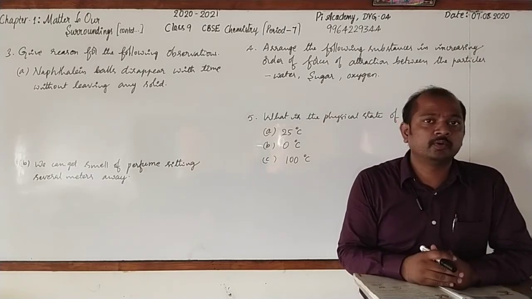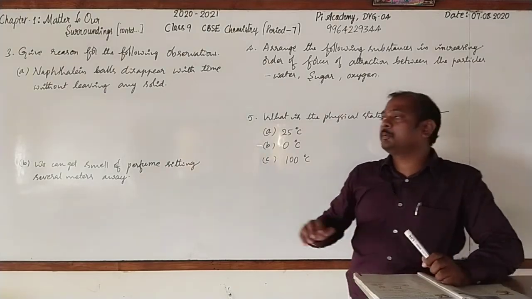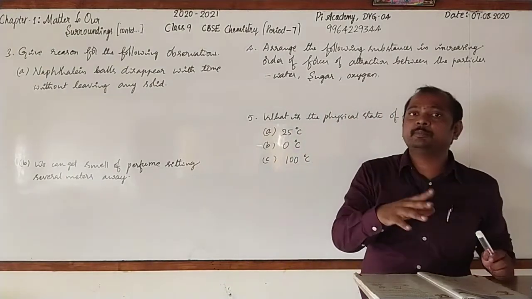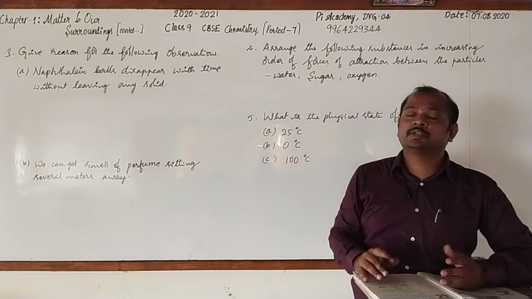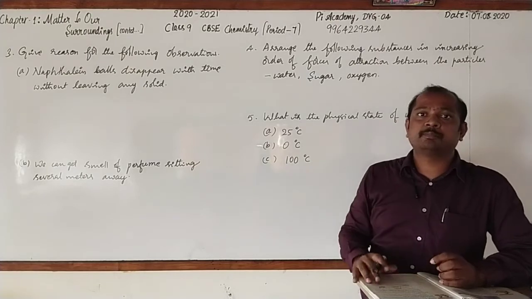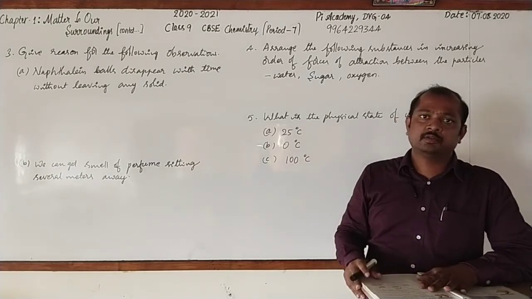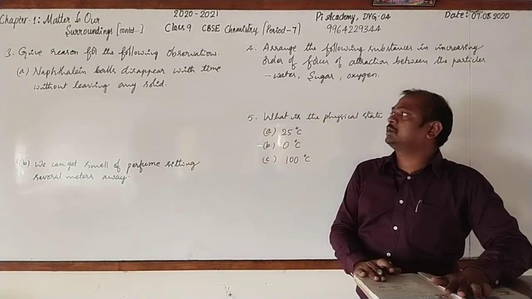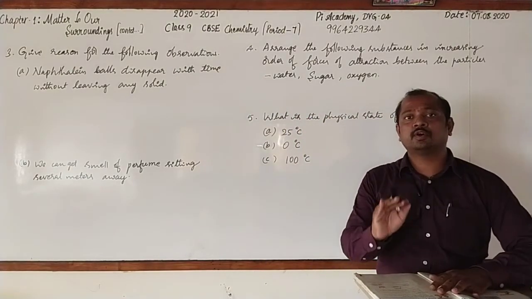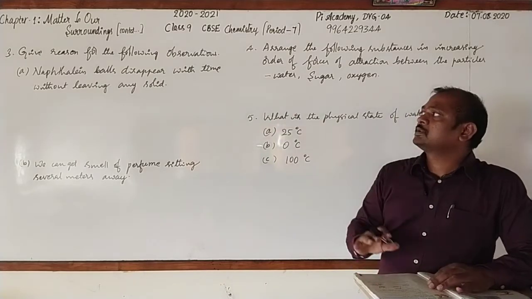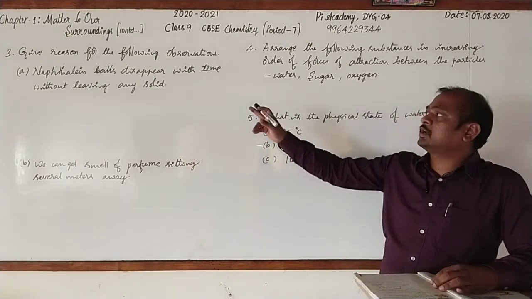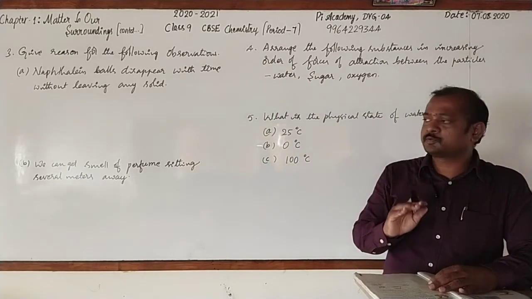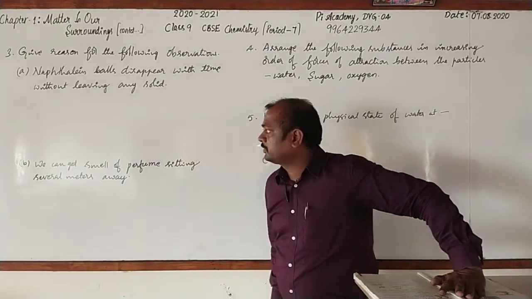Why does it happen so? Dear students, you must remember, naphthalene ball is a substance which undergoes sublimation. What do you say about it? It is nothing but a sublime, and it evaporates faster. Hence, it disappears with time without leaving any solid. As it is a sublime, the solid is directly converted into gas without coming into the liquid state. That is one. Next question.